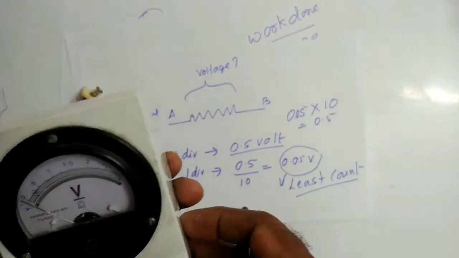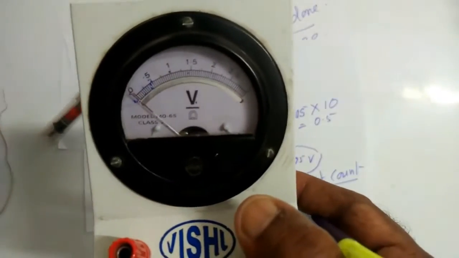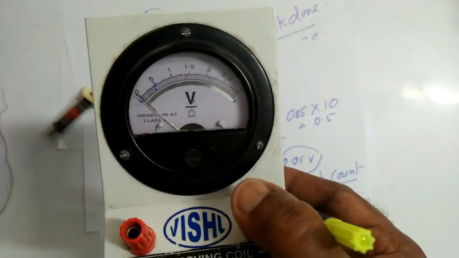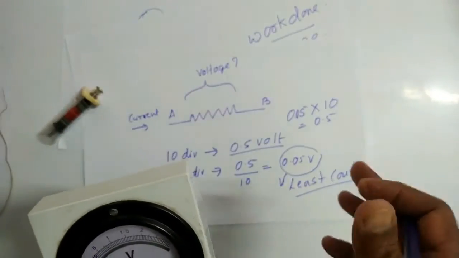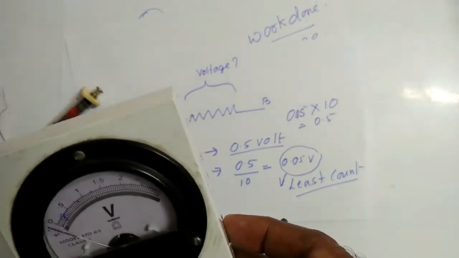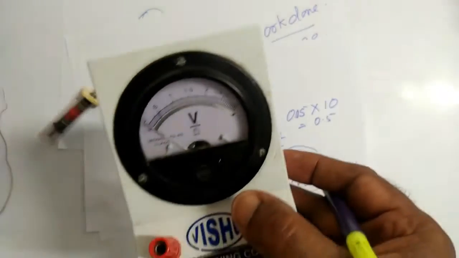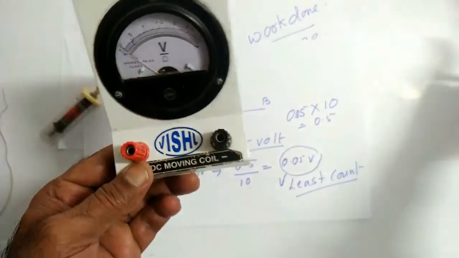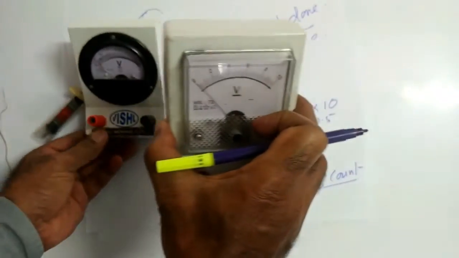But not always all the voltmeters will have the same least count. Let me show you one more voltmeter, and here I have, look at this.